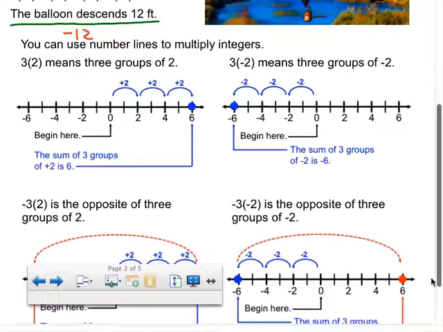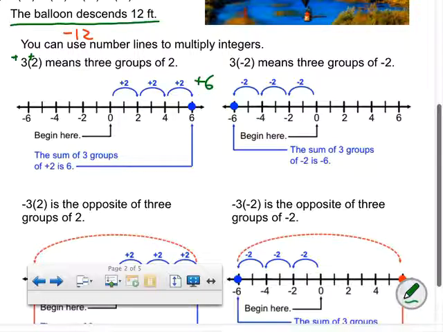What sign is this 3 right here? It's a positive, right? And what sign is this 2 right here? That's a positive also. So same sign gets you back what? Positive. What's 3 times 2? 6. Isn't that positive 6?